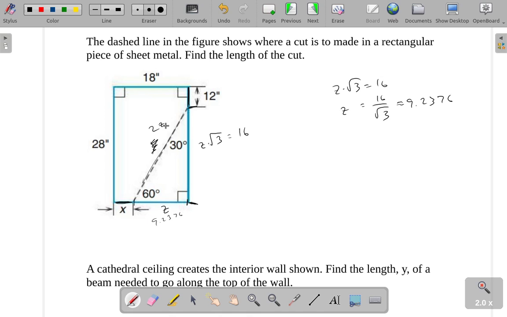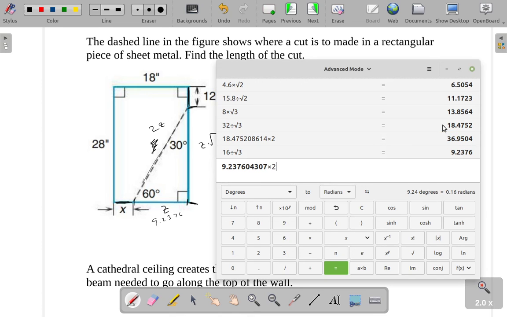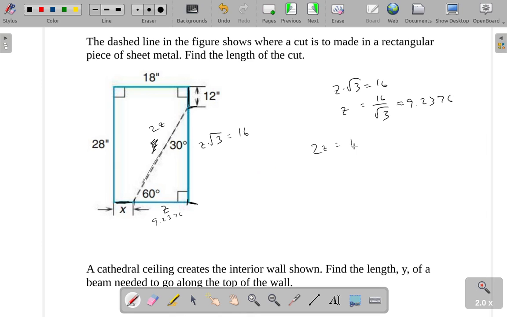Okay. So that's this distance right here, 9.2376, and the distance of the cut, actually we can figure that one out really easily. That's just 2z, which is 2 times this number. We have 18.4752. So the length of the cut, this length right here, that should be 2z, it should end up being 18.4752 inches long.